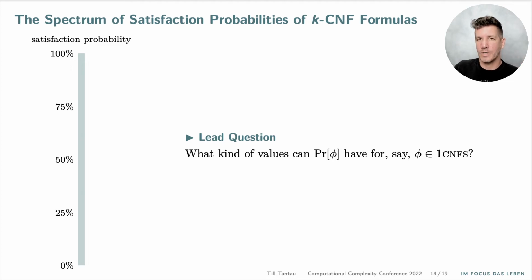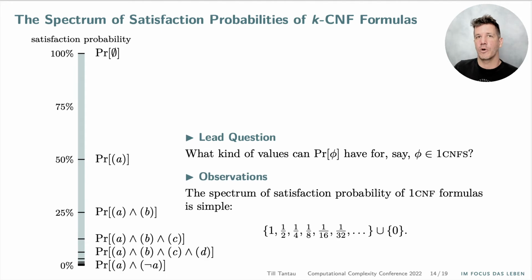Because then, what are the possible values? Well, you can have 1/2, because that's a very simple 1-CNF formula. But also certainly the satisfaction probability of 25%, you know, A and B. It's just a quarter satisfaction probability. And also 1/8, and so on. So in general, any number of the form 2 to the minus n is going to be a possible satisfaction probability of a 1-CNF formula, and also 0, because A and not A is also a possibility. Okay, that's very easy, and observe that there are gaps in there.